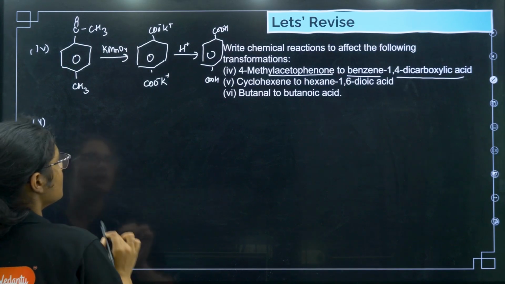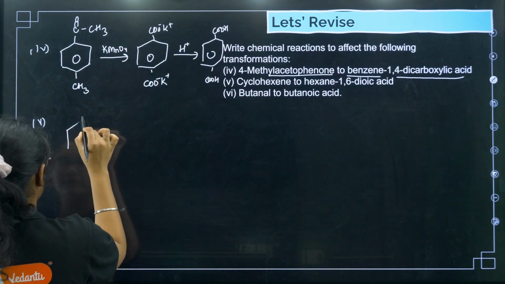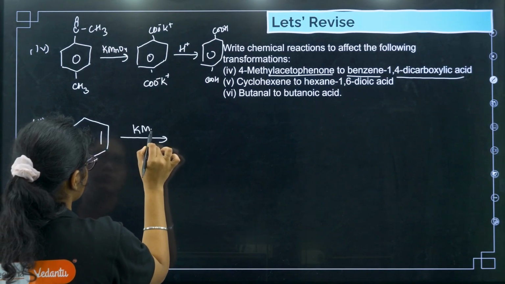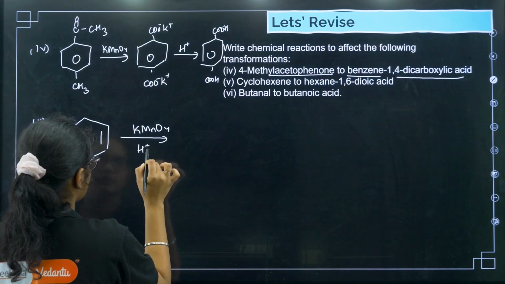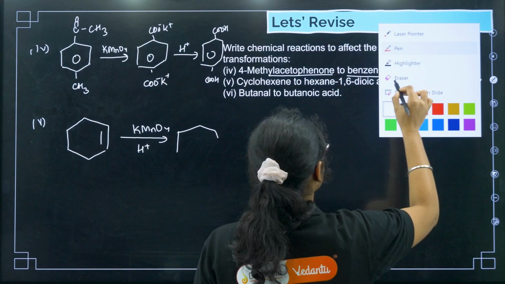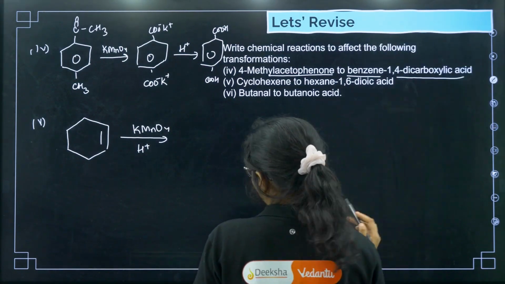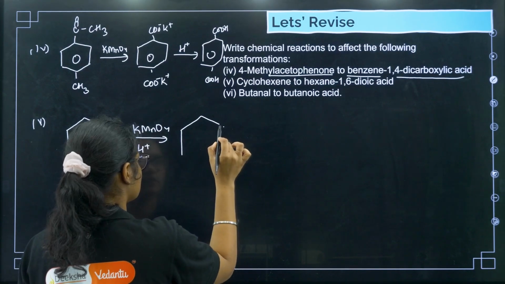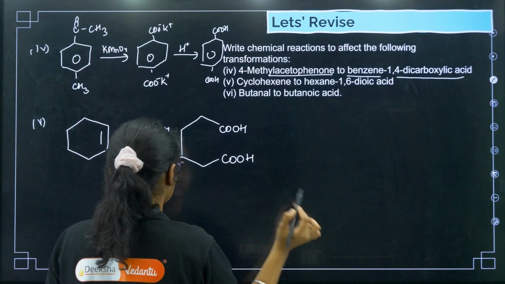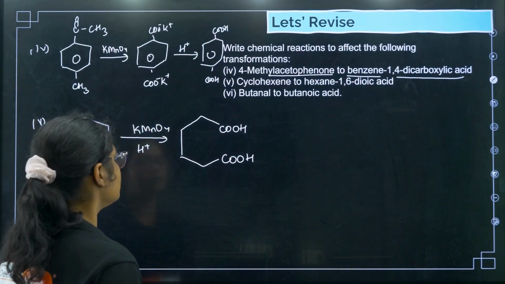Now coming to the fifth one, cyclohexene to hexane-1,6-dioic acid. So just cyclohexene is there. Here also you can treat it with KMnO4 and H plus. You will get this compound as hexane-1,6-dioic acid. So we will get it like this. Okay, a simple one-step reaction. And the sixth one, if you see, butanal to butanoic acid.